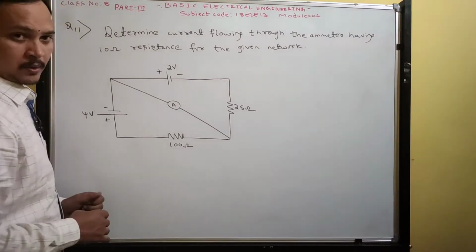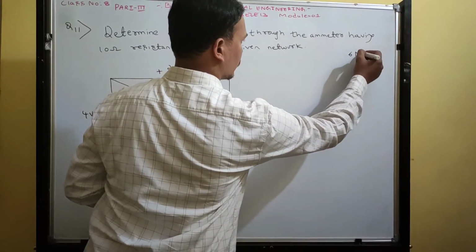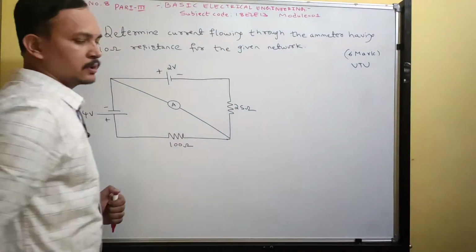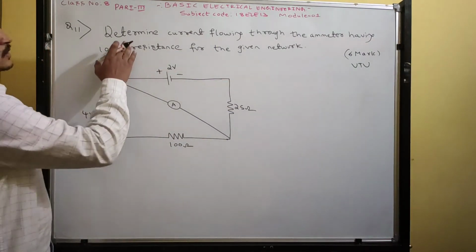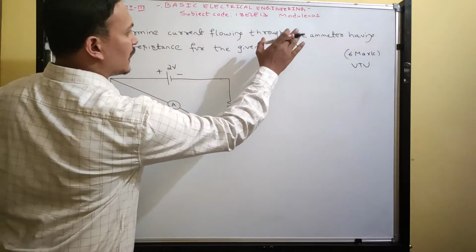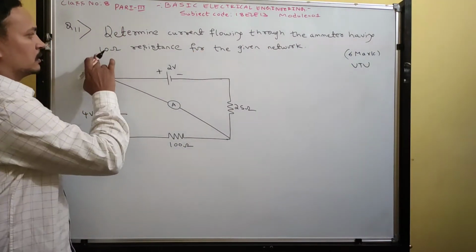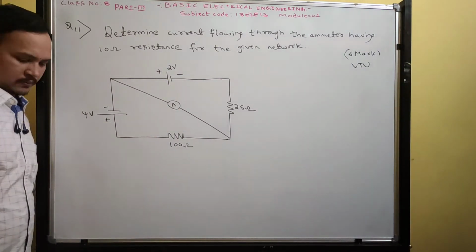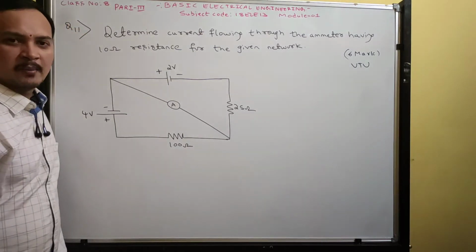Okay guys, next problem. This question was also asked in the exam for 6 marks in VTU. I am not sure about the year, maybe 17 or 18. Now, what is the question? Determine the current flowing through the ammeter having 10 ohm resistance for the given network. You have to calculate the current flowing through this ammeter.